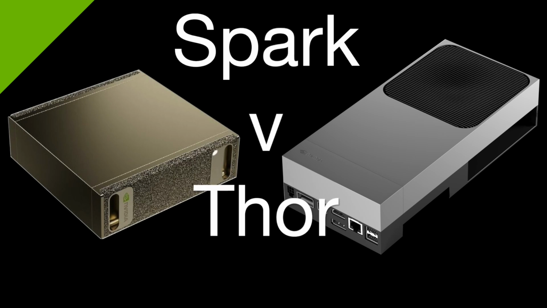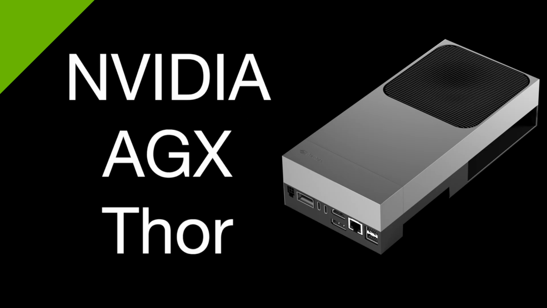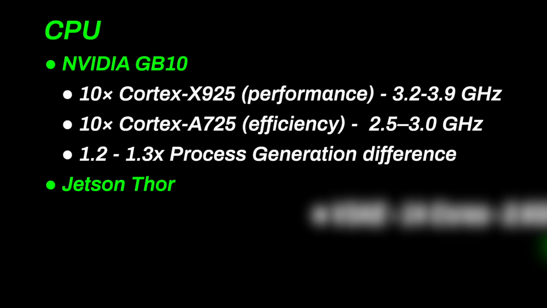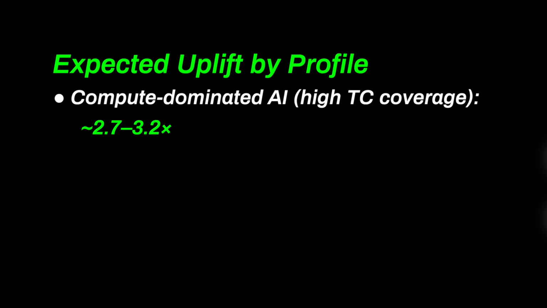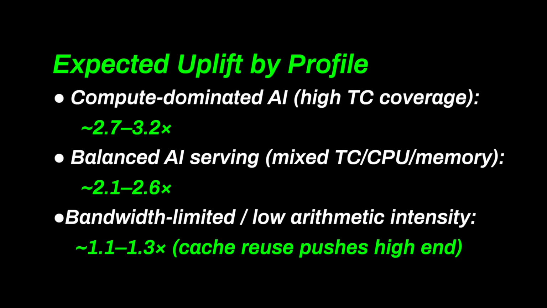Earlier, we published a video predicting how the NVIDIA DGX Spark might perform compared to the Jetson AGX Thor. At that point, Spark hadn't shipped yet. Only the specifications were available. I sharpened my pencil, and on paper, that translated to about 3 times the compute throughput in the best case compute-heavy workloads, and around 2 times the CPU performance.